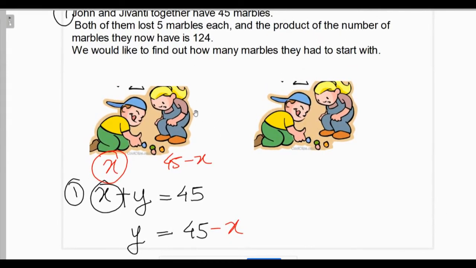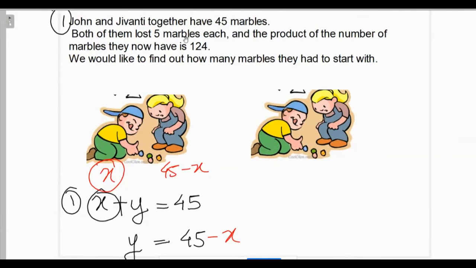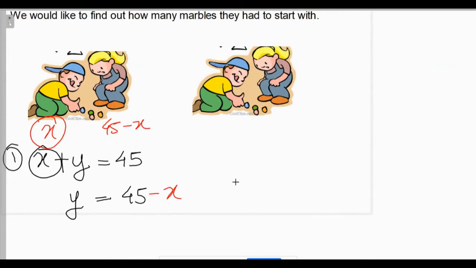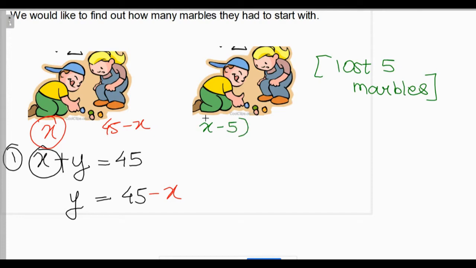Now let's look at the second statement. Both of them lost 5 marbles. Lost means what? Minus. So in this case, they lost 5 marbles. Okay? Both of them lost 5 marbles. So what was John? John was x, but John lost 5 marbles. So now John is x minus 5. What was Jivanti? Jivanti was 45 minus x.